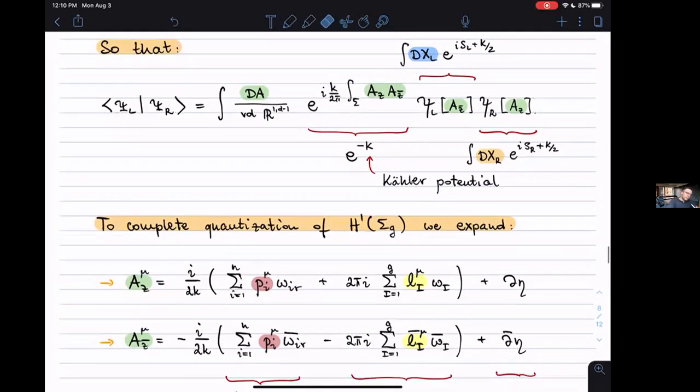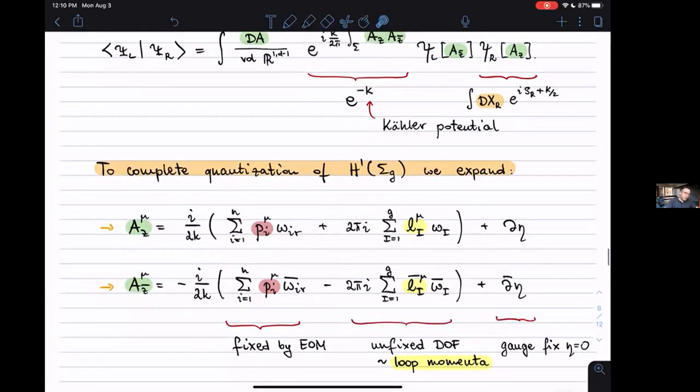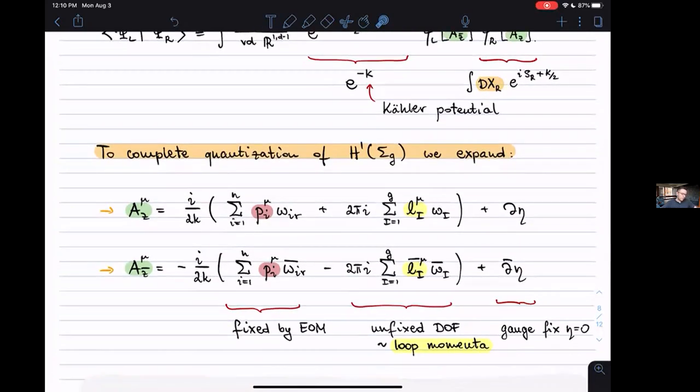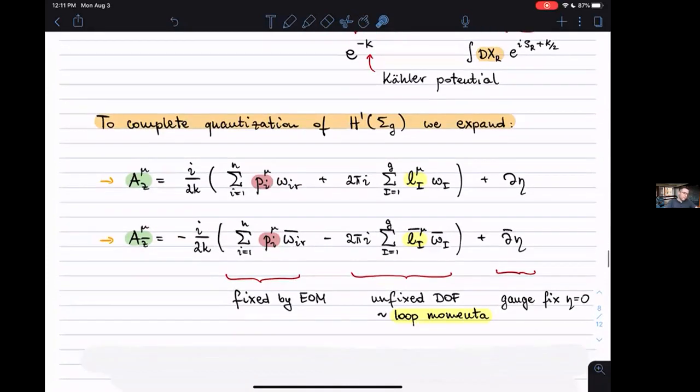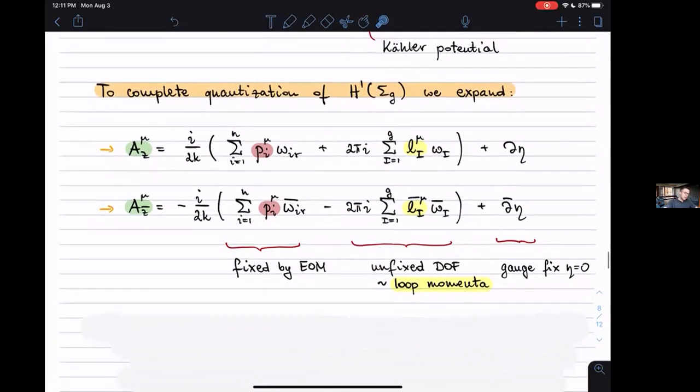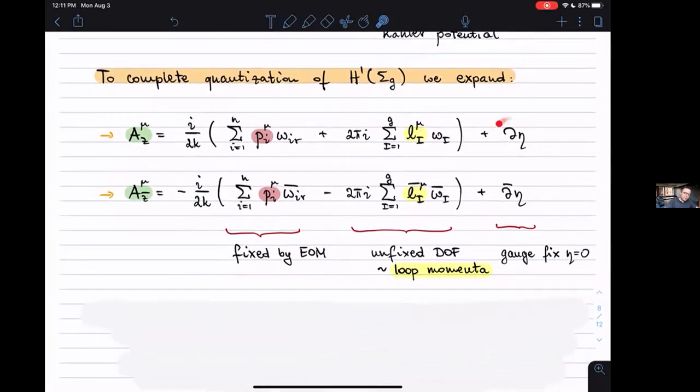To complete the quantization procedure of this first homology, we need to expand our gauge field. In a sense, we've seen a version of that in the previous talk: once I have a gauge field, I can expand it in a basis of abelian differentials. I will remind you in a second how they're defined. There will be abelian differentials of the third kind and abelian differentials of the first kind, and possibly some pure gauge terms.